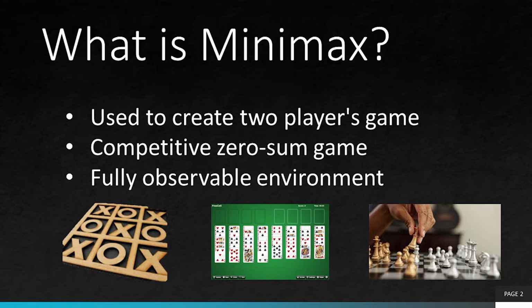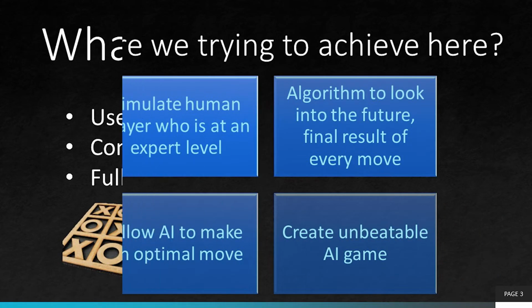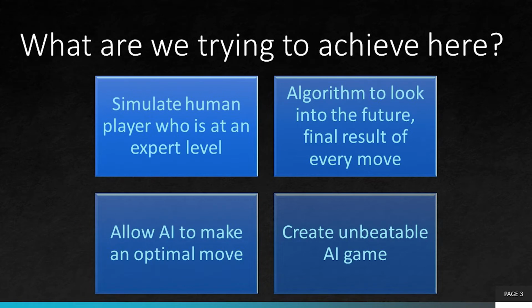Have you ever played a game where you have played against the computer and it is almost impossible to win? Like chess? This is what Minimax algorithm helps to achieve. Imagine AI playing this game using the Minimax algorithm. How? That is what we are trying to understand and achieve in this video. We are trying to simulate a human player who is at an expert level.